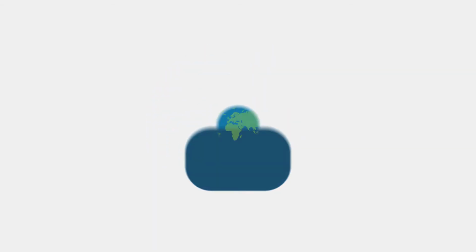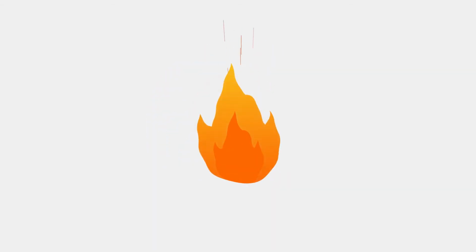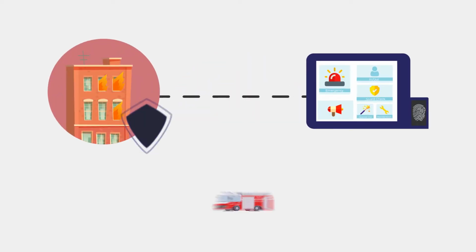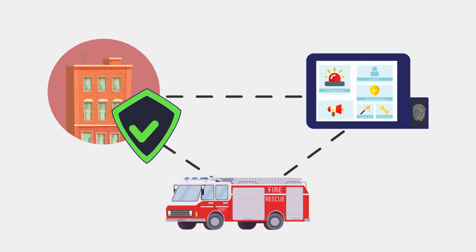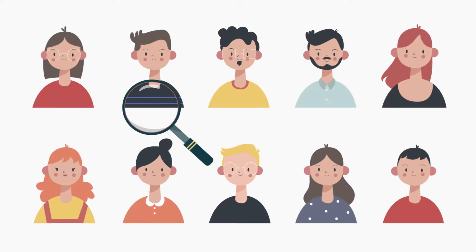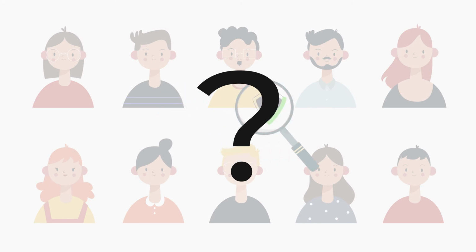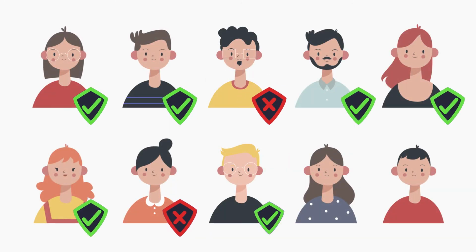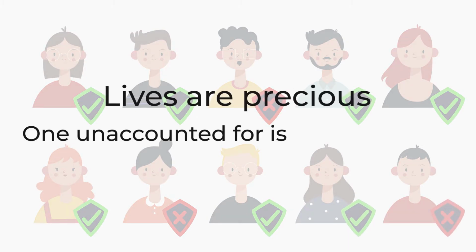We live in a world where emergencies can occur in an instant. Fires, floods, civil unrest, and the dynamic threat of active shooters are just some situations that require a pre-planned and dependable response protocol. But how do we account for those affected by these events as close to real time as possible? We need a system to determine who's safe and who's not. Lives are precious, and one unaccounted for is one too many.